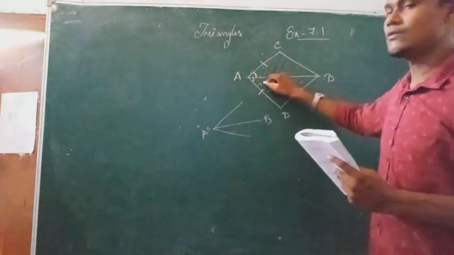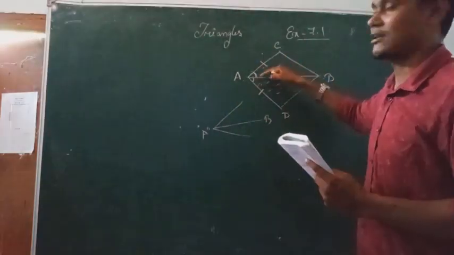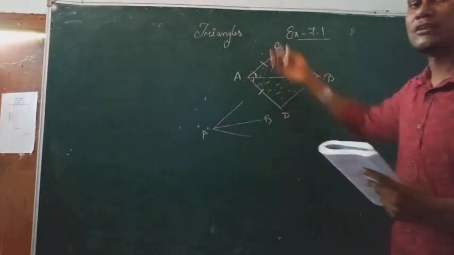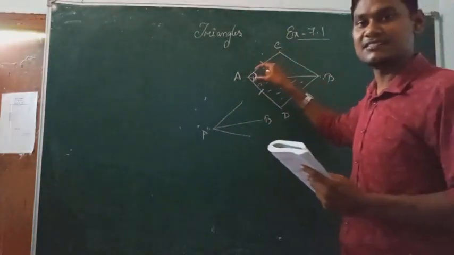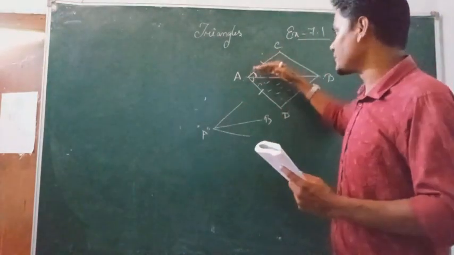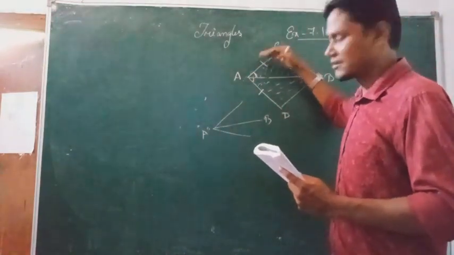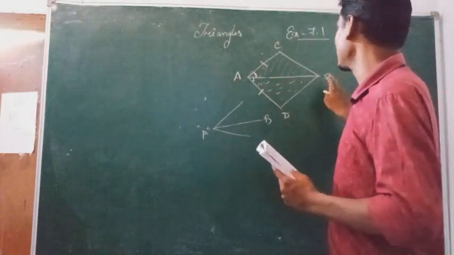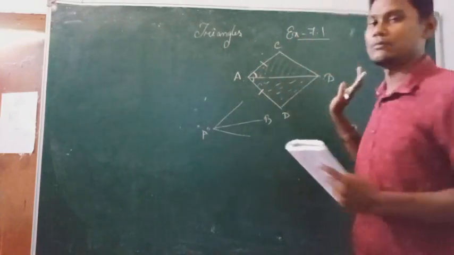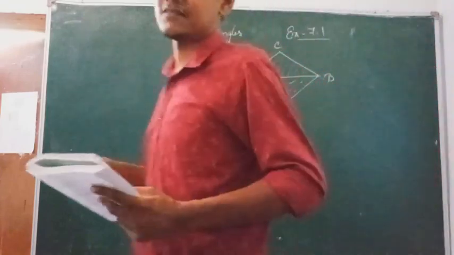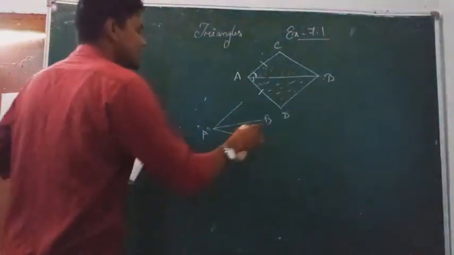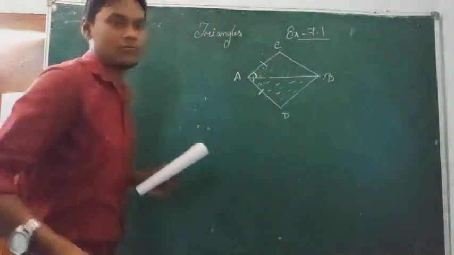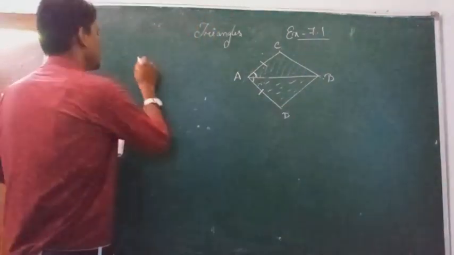Why are these two angles equal? Because this line bisects the angle. Bisecting the angle means the angle is divided into two equal parts, that means the upper part is equal to the lower part. That means angle CAD is equal to angle DAB. Both are equal angles according to the question. So let's note down the given things first.